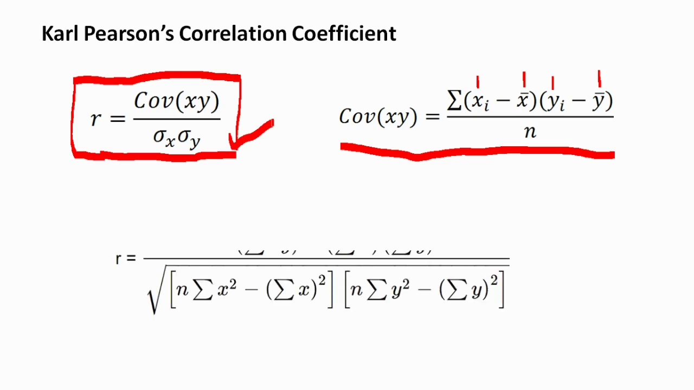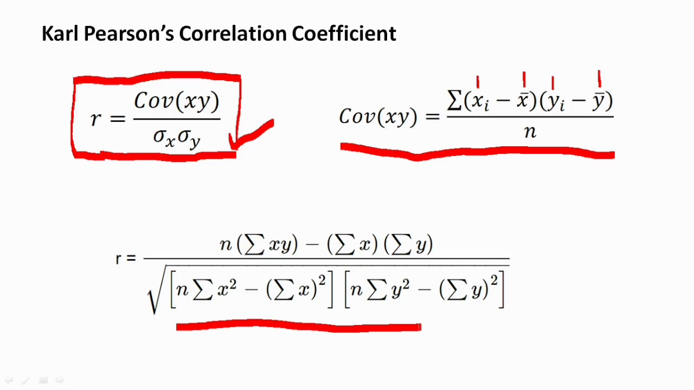Along with this formula, other formulas are used here. Among them, this is one formula widely used for calculation of the Pearson's correlation coefficient. R is equal to n into summation of xy minus summation of x into summation of y, divided by under root of n into summation of x square minus summation of x whole square, into n into summation of y square minus summation of y whole square. By using this formula also we can calculate the Pearson's correlation coefficient.